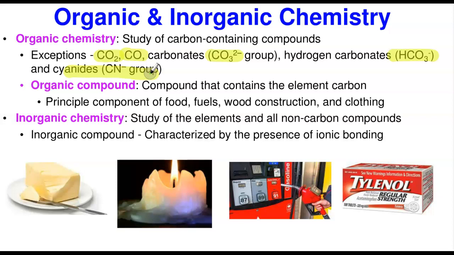So an organic compound is one of those compounds that contain the element carbon. It is the principal component of food, fuel, wood, construction, clothing, and a retinue of substances. In fact, there are far more organic substances in nature than inorganic ones. Inorganic chemistry is the study of elements and all non-carbon containing compounds. Inorganic compounds are characterized by the presence of ionic bonding, whereas organic compounds are characterized by the presence of covalent bonding.